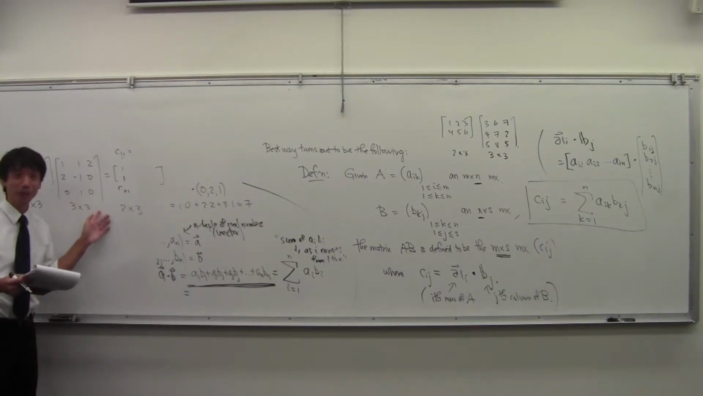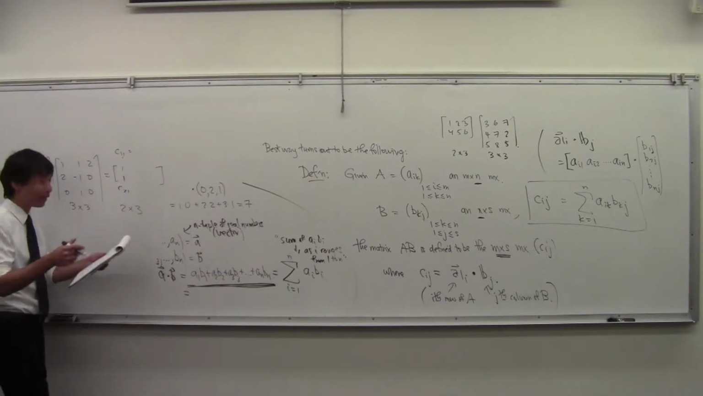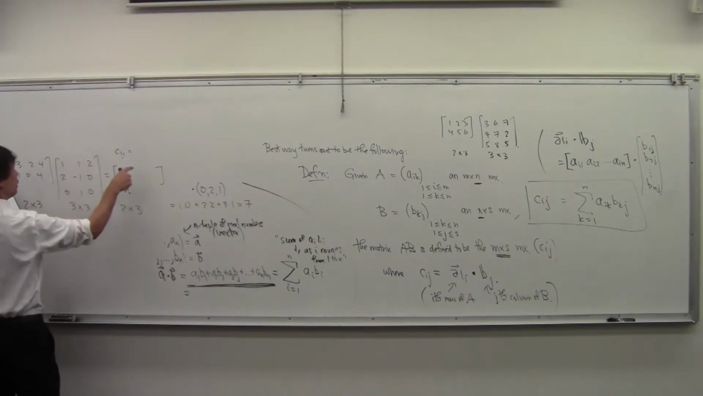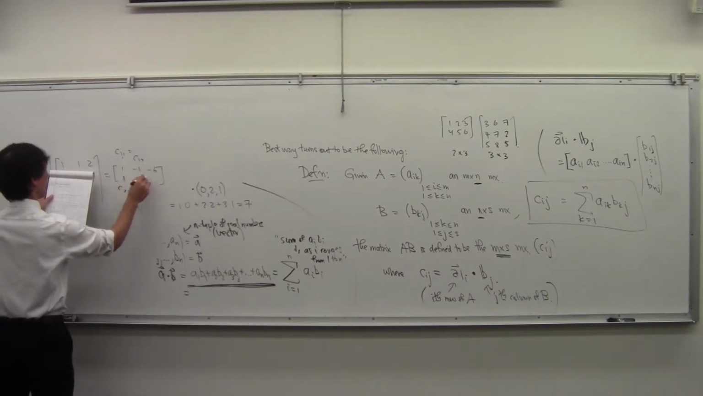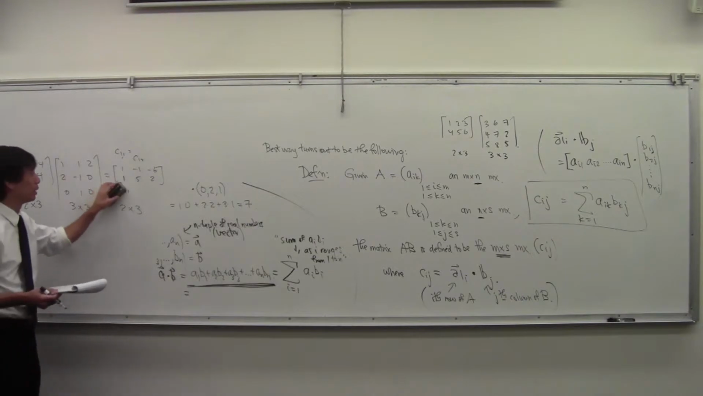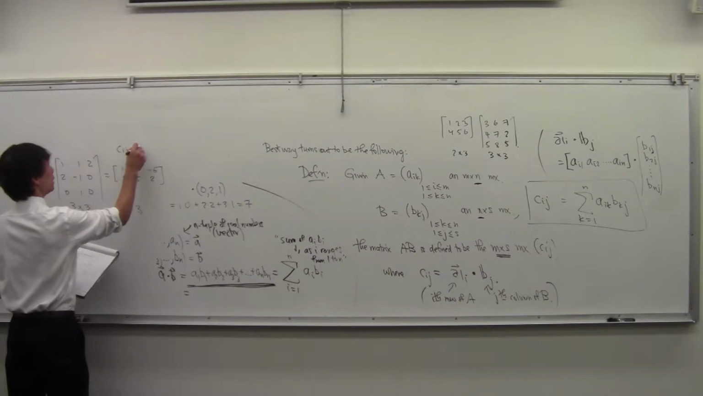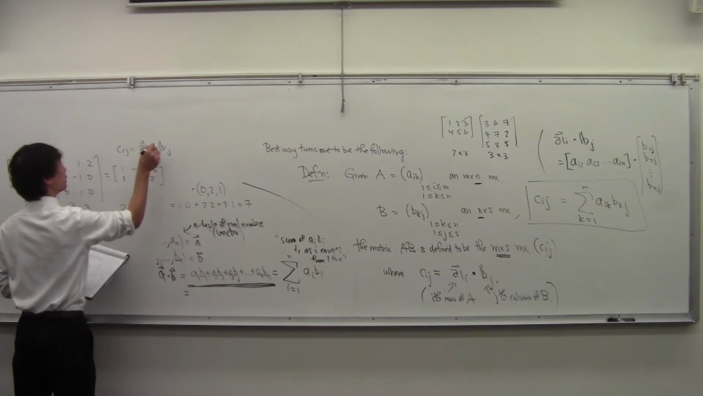Do we need to do more of this, or you should be okay? Okay, good. So to get this number, C1,2, you take the first row against the second column. You get -1, -6, 5, 2. So you get these numbers by taking the dot product of the appropriate row against the appropriate column. Remember, C_ij is just the ith row of A dotted against the jth column of B.